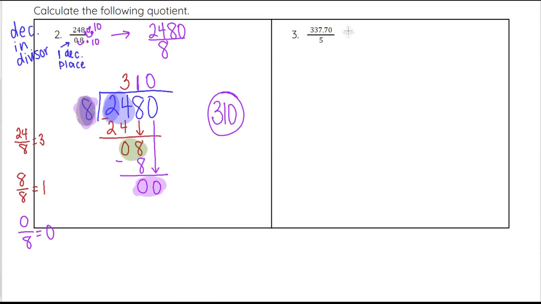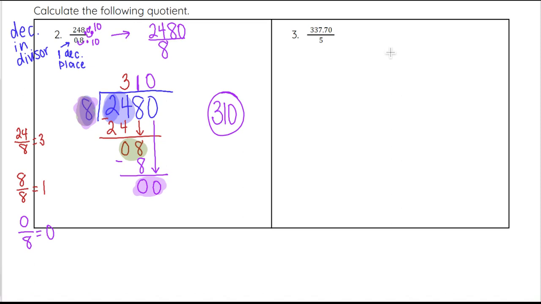So on number 3, we have 337.70 divided by 5. So this time we have a decimal not in our divisor, not in the bottom, but actually in our dividend, which is in the top. So when we have a decimal in the top, first thing we want to check is whether there is also a decimal in the bottom. If there were a decimal in the bottom, we would want to get rid of that decimal in the bottom first, and then we will worry about the decimal in the top.